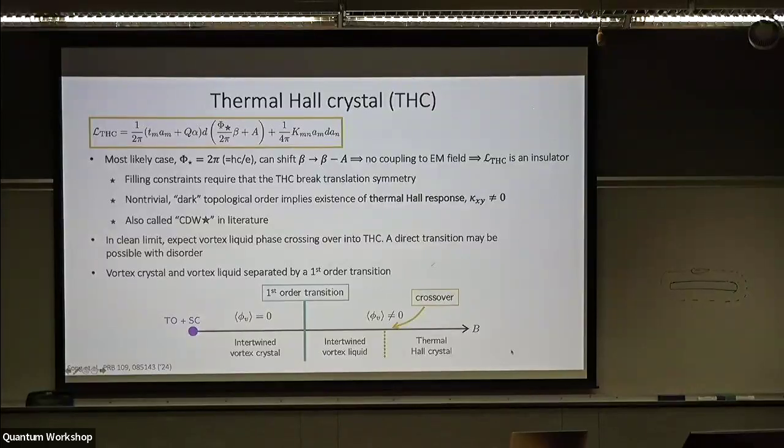So in reality, you would probably expect there to be some vortex liquid phase that ultimately crosses over into this. Obviously, those details aren't something I can talk about with any exactness. Maybe you could get something direct with disorder, and of course, these will be separated by first order transition.